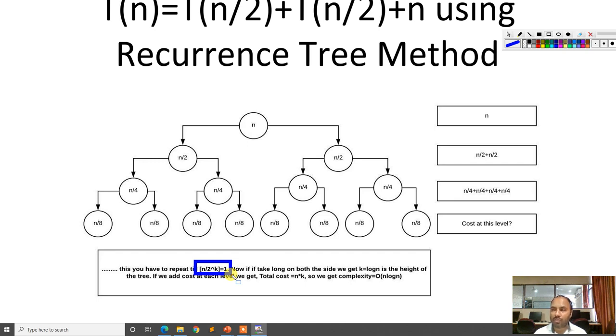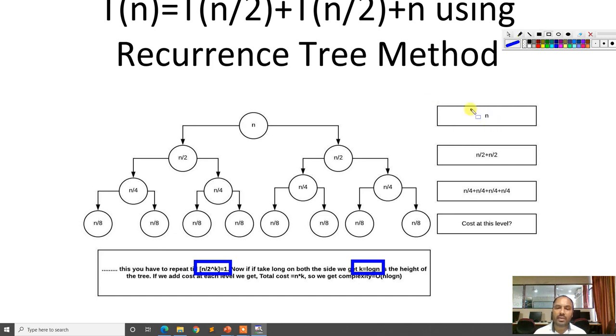Now we have to take log on both sides, and that will give us the value of k, which is going to be log n base 2, and this is going to be the height of the subtree. In this case the height of the left subtree or right subtree is going to be the same, so that's not any issue. And the cost at each level, if you observe properly, is also the same.